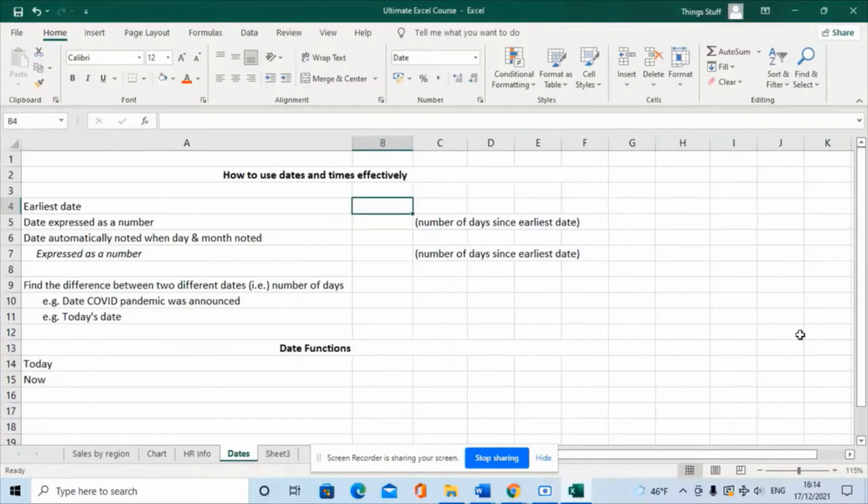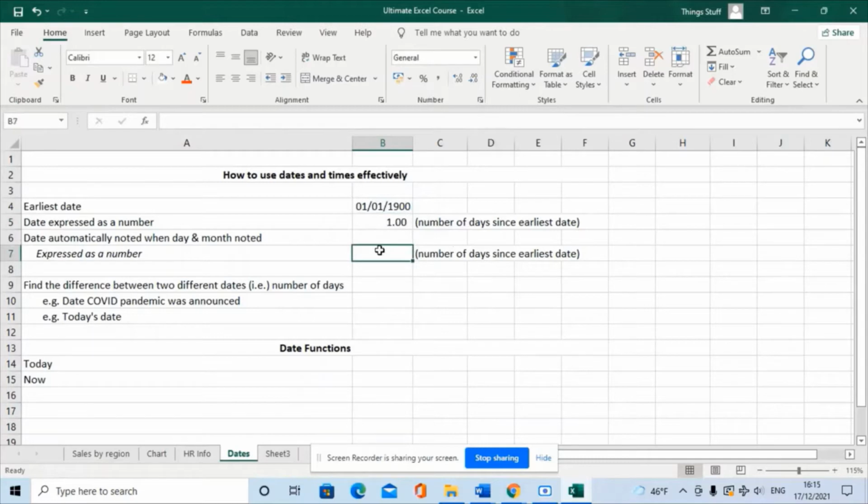In this video, we're going to look at the usage of dates and times effectively and examine a few date functions, which hopefully will come in handy. So Excel recognizes dates as numbers, and the earliest system recognized date is the 1st of January 1900. Now, this date is seen as a number by Excel, and the earliest date is seen as day number 1.